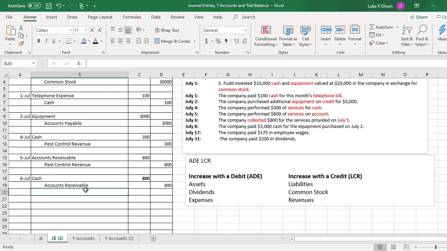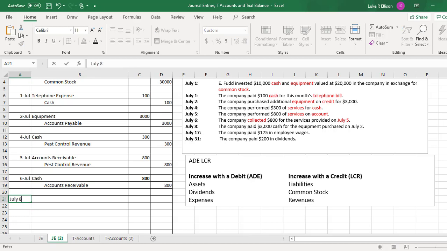And this is a little bit easy to see. If you match these two up, you'll see, okay, as of July 5th, $800 was owed to us. And as of July 6th, it's been paid out to us. So we are kind of closing out our accounts receivable right here. You'll notice the 800s cancel each other out, leaving that accounts receivable back at zero balance. All right, moving on to July 8th.